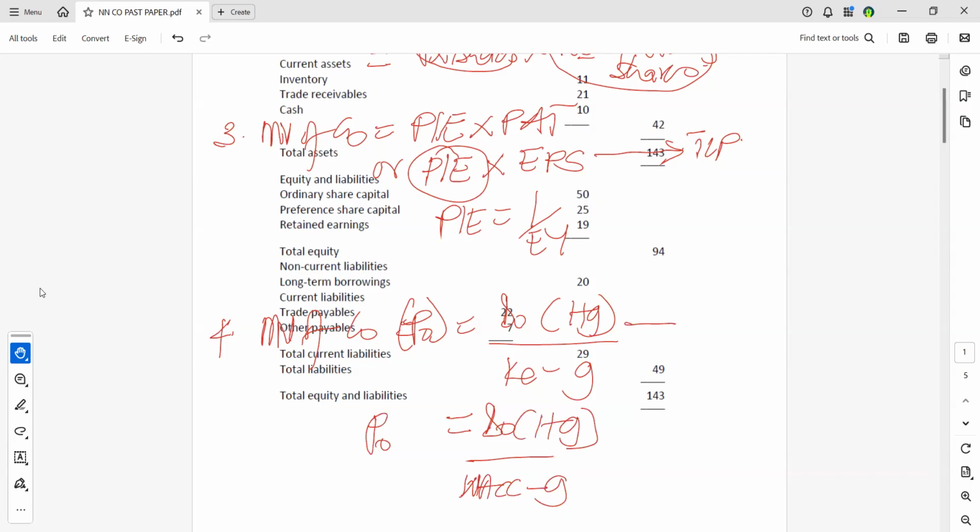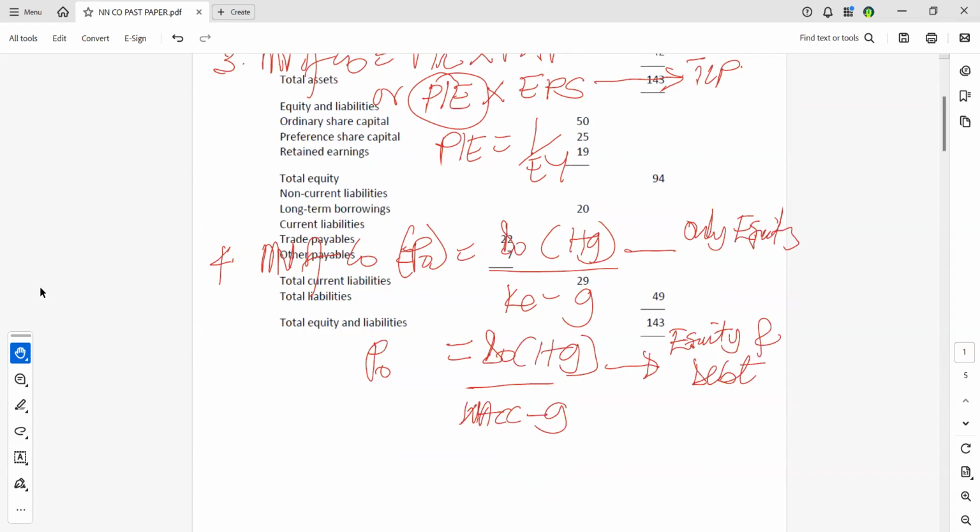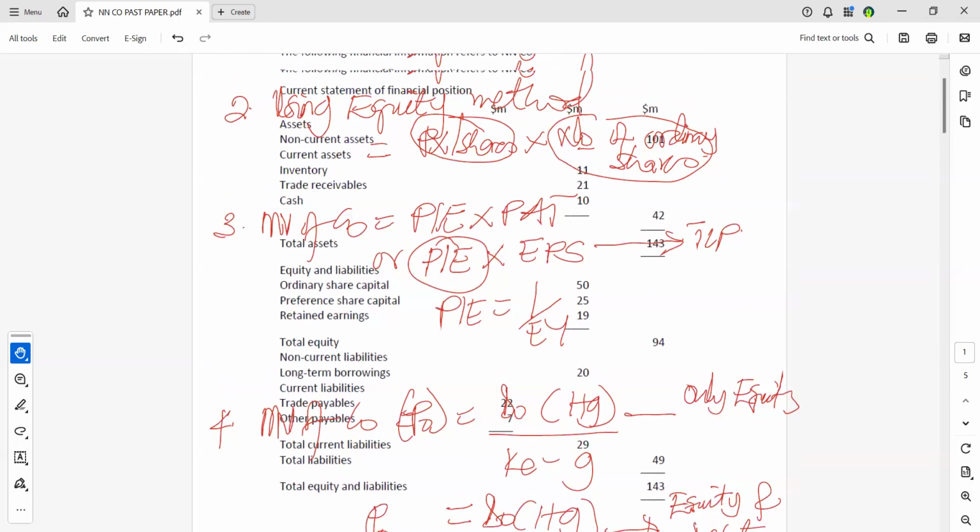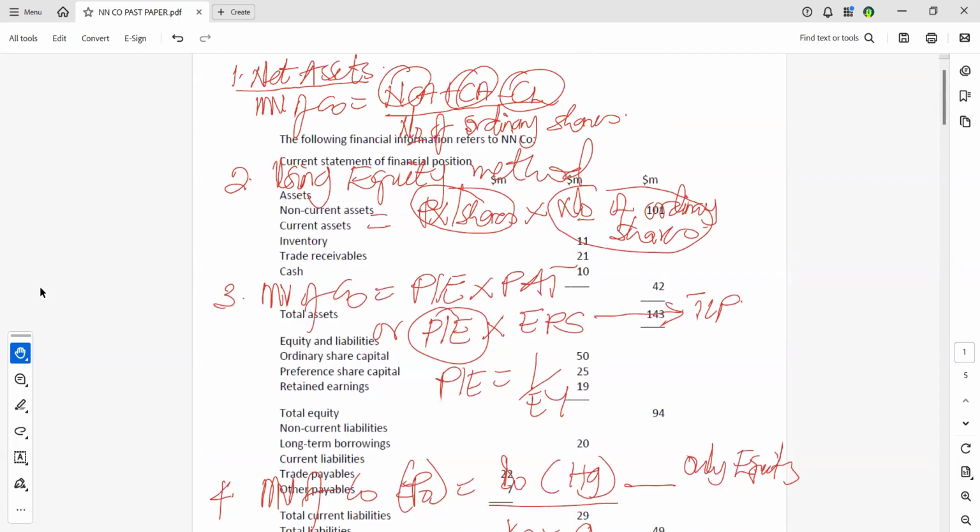This is when the company is financed by only equity. But this second method or formula is when the company is financed by equity and debt. Very important: equity and debt. So in that perspective, the market value of the company is D0(1+g) over (WACC - g). So in your financial management paper, these are the valuation techniques. We have not added anything, neither have we subtracted any bit. This is what you need to know.